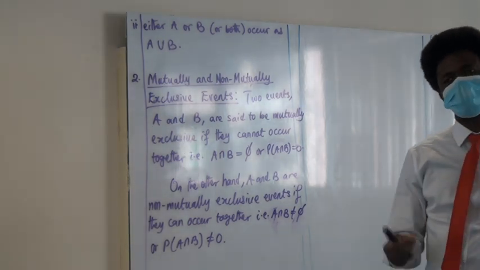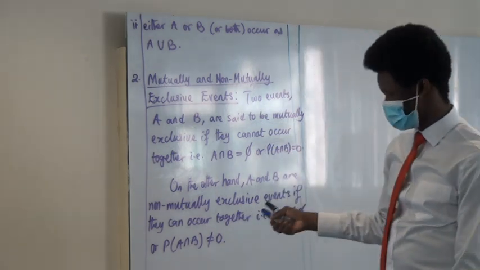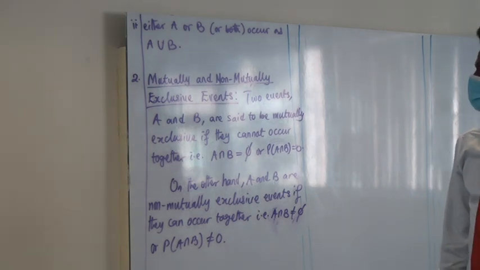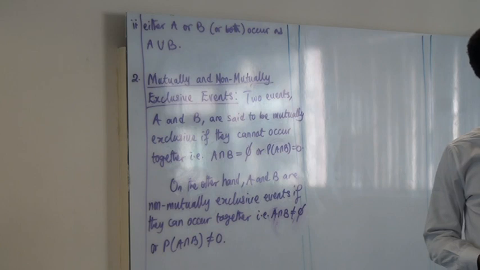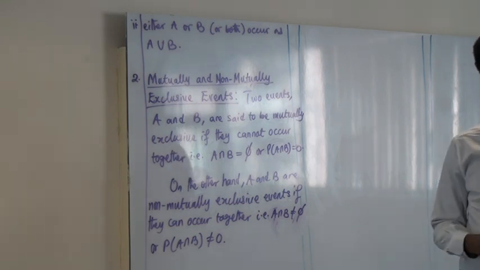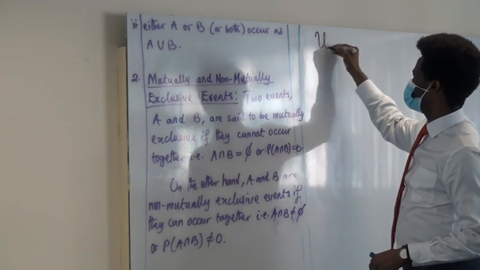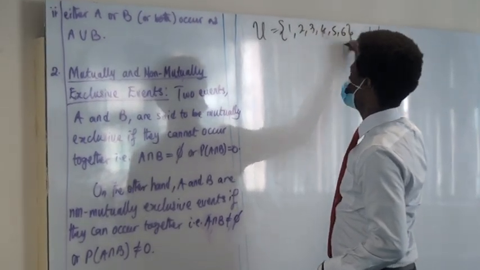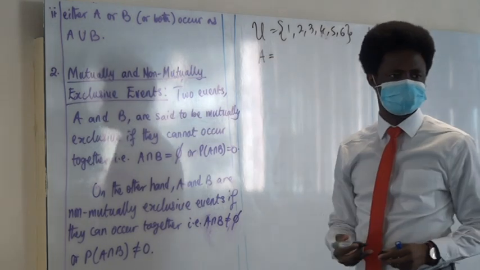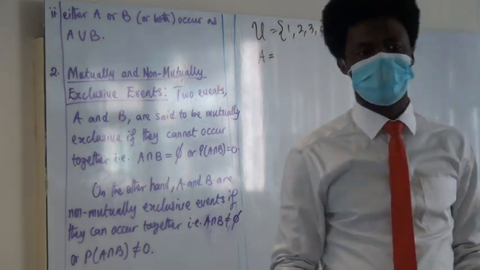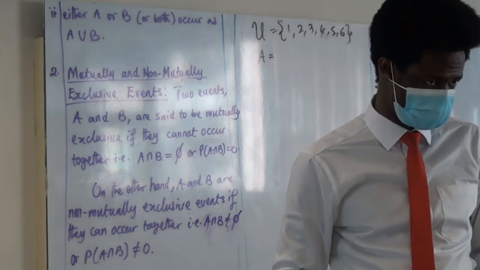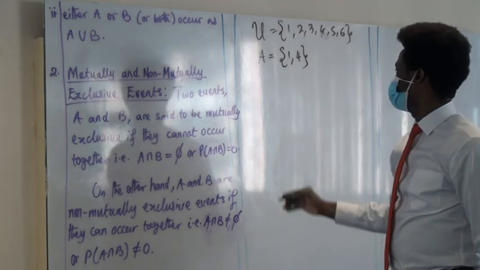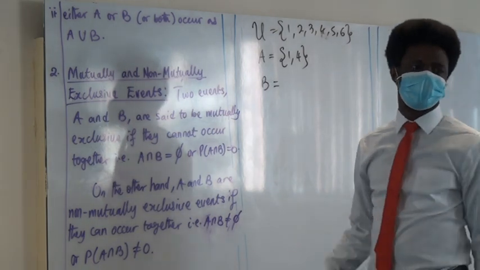We have the mutually exclusive and non-mutually exclusive events. And this will determine what our addition law of probability will look like depending on the problem we are dealing with. Two events are mutually exclusive if they cannot occur together. I'll give you an example. See that sample space consisting of 1, 2, 3 to 6? Let's say event A is the event that square numbers occur. The event that square numbers occur will be 1 and 4, right? Event B might be the event that prime numbers occur.